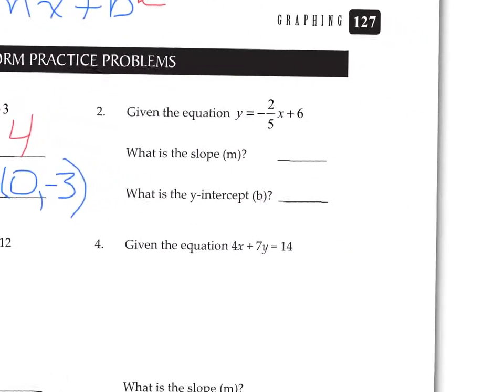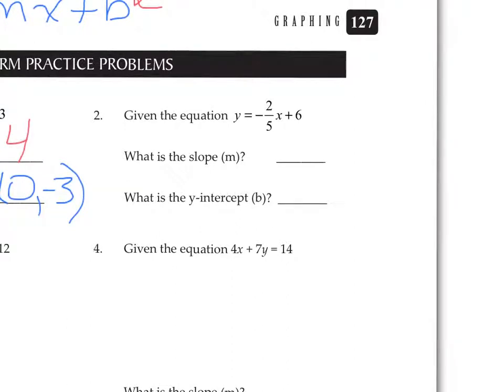All right, so let's see. Given this equation, y equals -2/5 x plus 6, what is the slope? Again, the slope is the coefficient in front of x, so the slope for this equation is -2/5. The y-intercept, well, you get the y-coordinate back here. Don't forget for the y-intercept, the x is 0, and you can see the y-coordinate is 6.